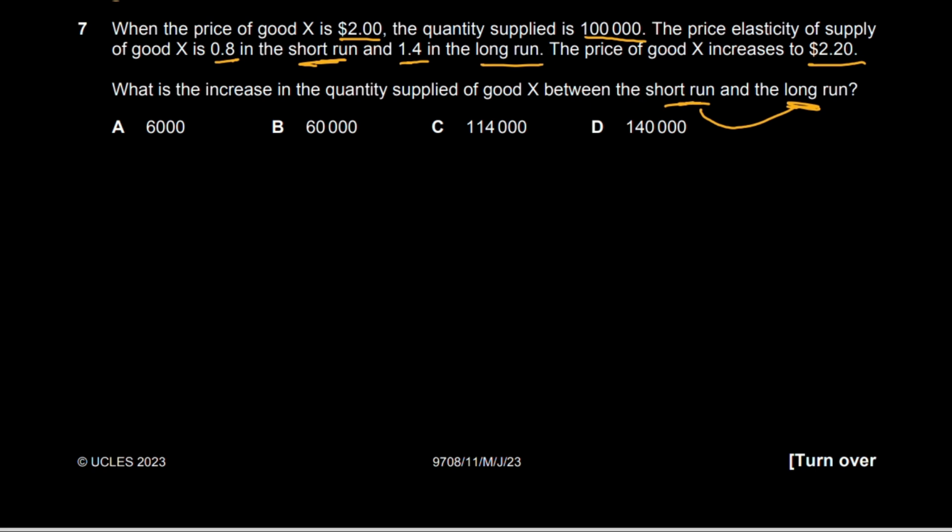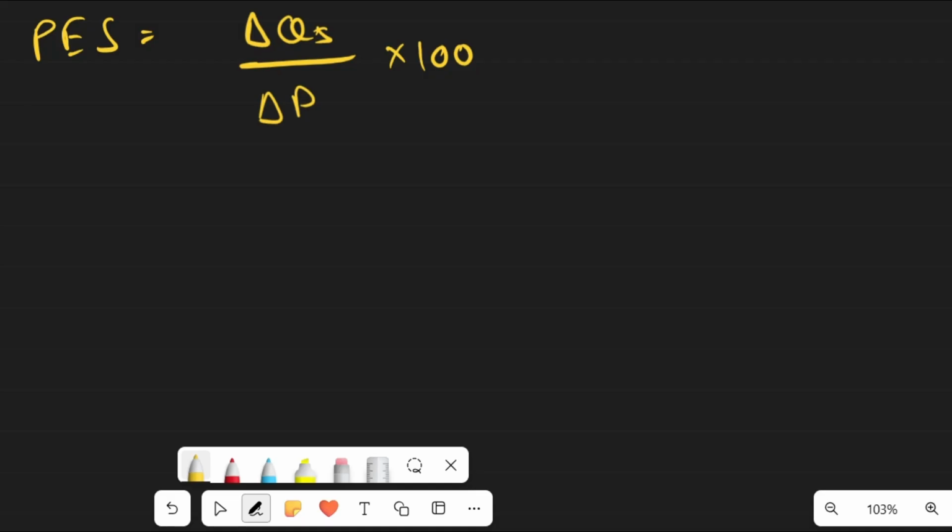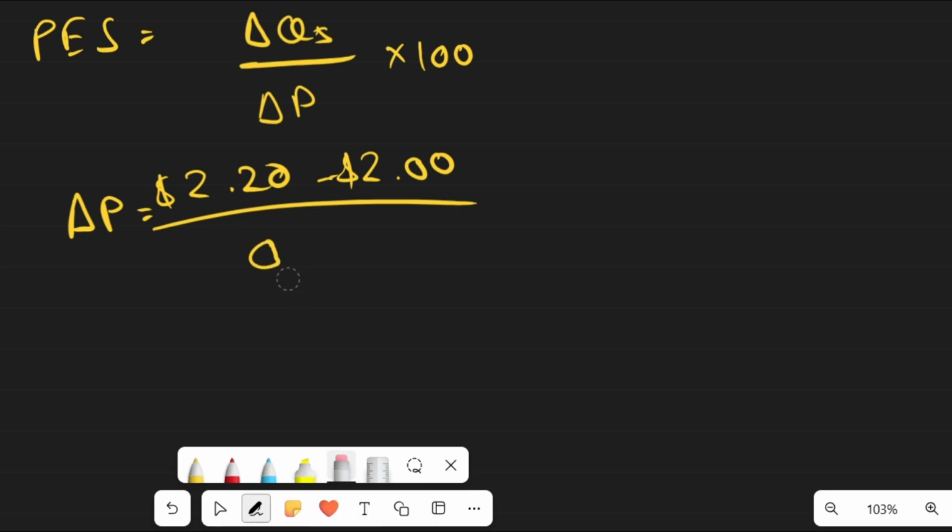the long run? So first of all, we'll have to find our change in price. Our change in price we'll find like this. Change in price is the new price, which is $2.20, minus the old price, $2.00, over the old price, which is $2.00, multiplied by 100. This gives a change of 10%. So our price increased from $2 to $2.20. Thus it is a 10% increase. So we have found our change in price.